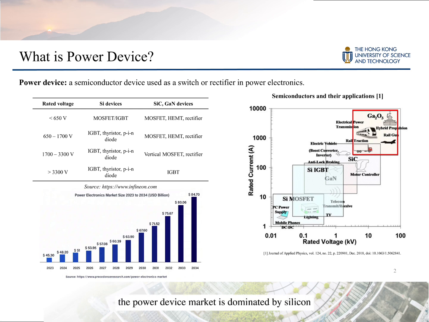For years, the power device market has been dominated by silicon, from rated voltages below 650 volts to over 3,300 volts. Researchers are trying to replace silicon with some candidate with potential in either performance or cost. Among these, gallium oxide is a good choice for the high voltage environment.